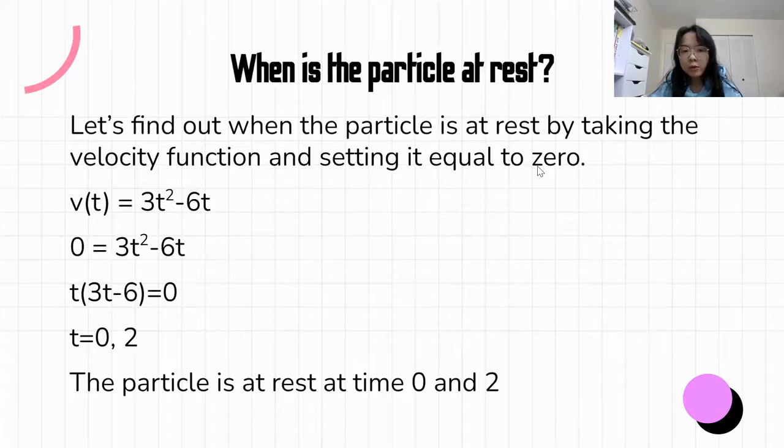So when is the particle at rest? Let's find out by taking the velocity function and setting it equal to 0. After setting it equal to 0, we get 0 = 3t^2 - 6t, and we can factor out a t. Solving for t gives us 0 and 2. So the particle is at rest at time 0 and 2.